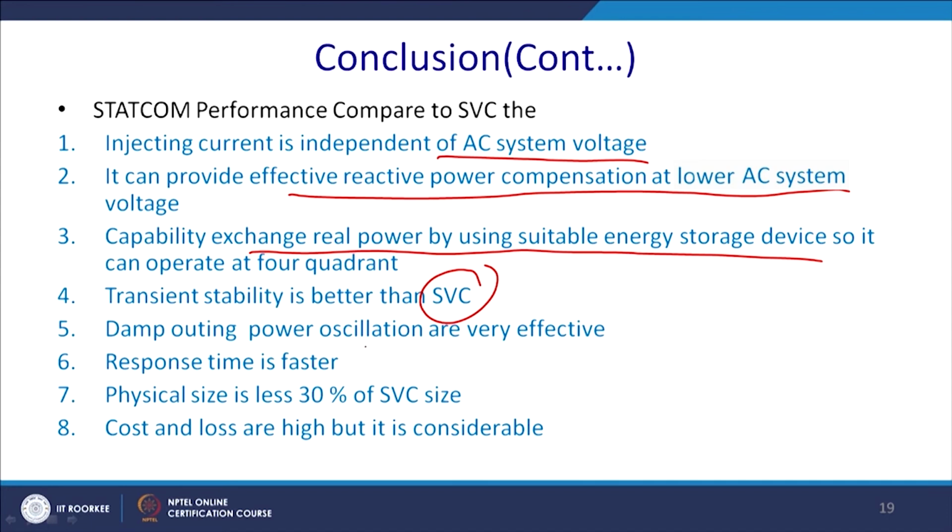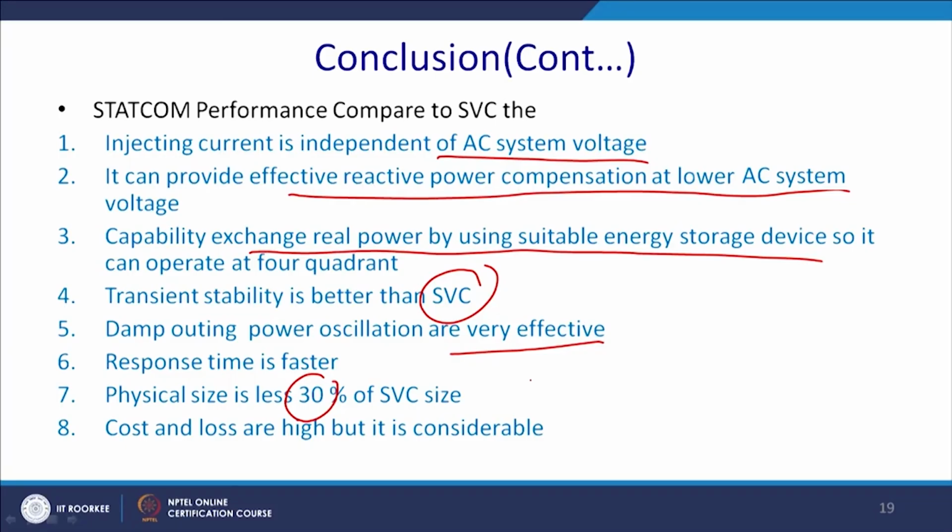Damping of power oscillation is very effective. Response time is very fast compared to the passive elements of SVC. Physical size is around 30% less than SVC, and cost and losses are a little high compared to the SVC. But with the advent of new technology and new switches and their ever-increasing ratings, we hope that this statement will change soon or has already changed.